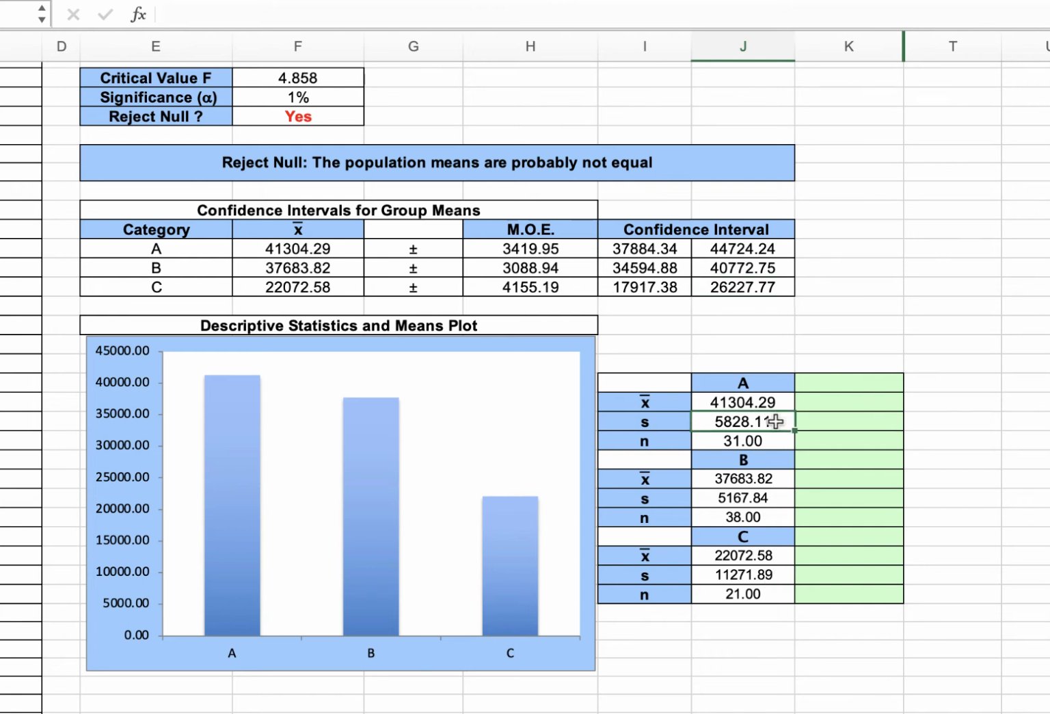And we check that by looking at the sample standard deviations. So here we can see that C has a standard deviation way up at 11,271. The smallest standard deviation is B at only 5,167. So this would not pass our 2 times rule. 2 times the 5,167 is less than our max standard deviation. So C is quite different in its distribution than A and B.